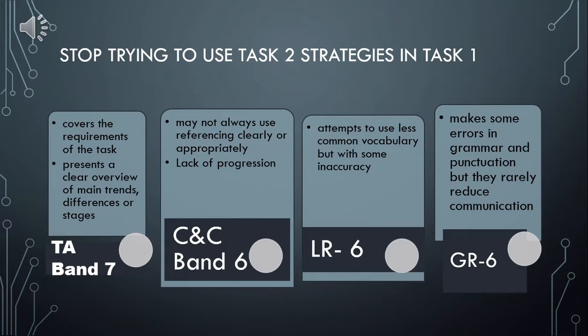The needle, Band 6 in C&C, you're referencing the it problem. Your vocabulary was inaccurate. And although you made some mistakes, they didn't keep me from understanding it. So, your goal is an 8, you're at a 6.